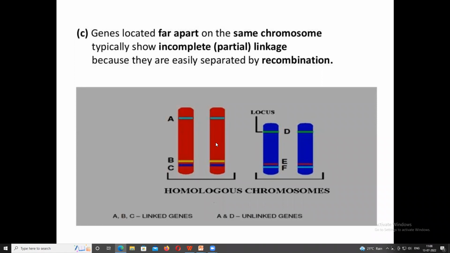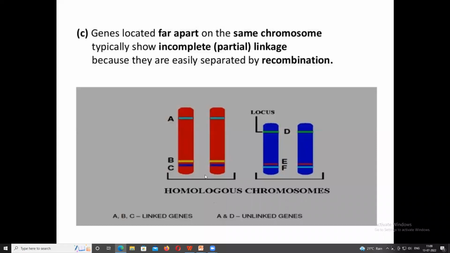Understood? Humans have how many pairs of chromosomes? 46. How many pairs I asked? 23 pairs. Very nice. So when we say 23 pairs, why do we call them pairs? Because two chromosomes are similar to each other. That pair we call homologous chromosomes. Is this clear? The two chromosomes carry the same set of genes. Is that clear? Yes, ma'am.